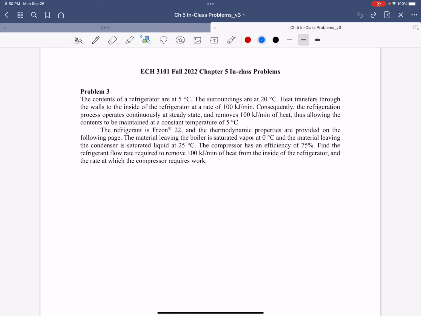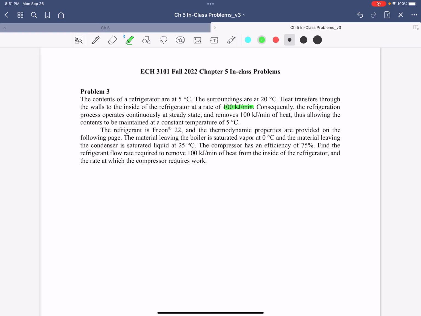In this video, we're going to go over an example that involves analyzing a refrigeration cycle. In this problem, we're dealing with a refrigerator that's at 5 degrees Celsius, and the surroundings outside the refrigerator are 20 degrees Celsius. Essentially, heat from the contents inside the refrigerator is transferred at a rate of 100 kilojoules per minute into the refrigerant that's cycling through the refrigerator.